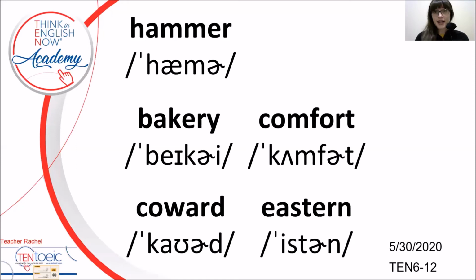Eastern. This is an adjective to describe a direction. So I live on the eastern side of the United States. So to the side that's on the east.